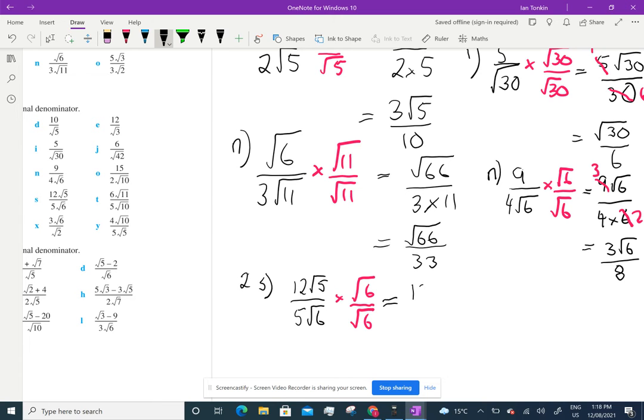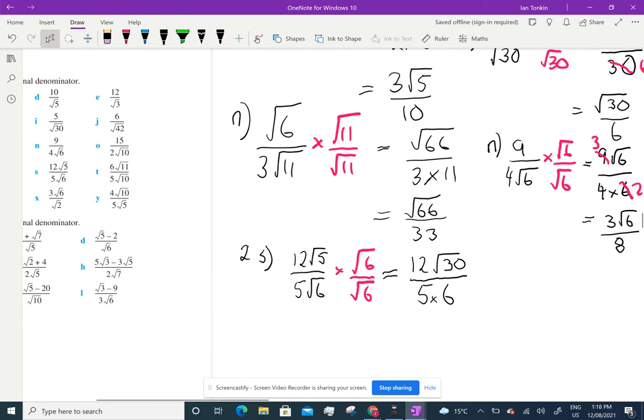Now, we get 12. Root 5 times root 6, root 30. I've already seen that over in a previous one. I can't cancel root 30. On the bottom, I get 5 times 6, because root 6 times root 6 is 6. And now I cancel. 6 goes into itself once, 6 goes into 12 twice. So my answer is 2 root 30 on 5.